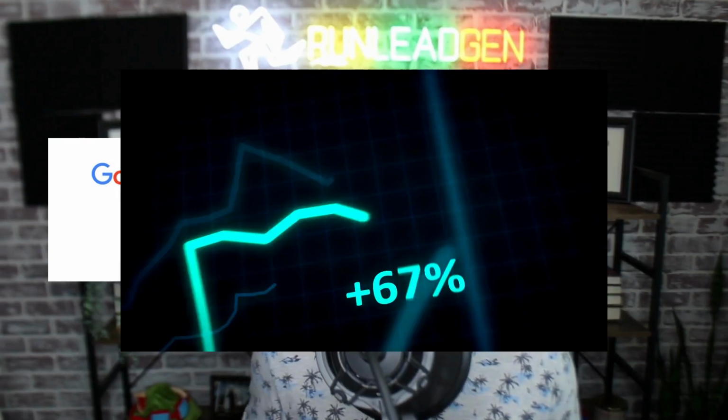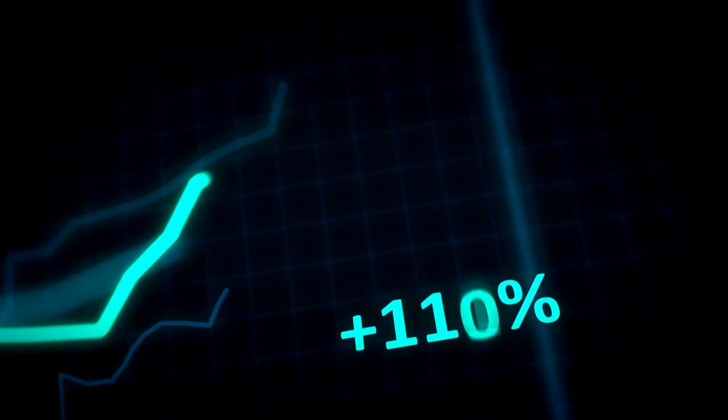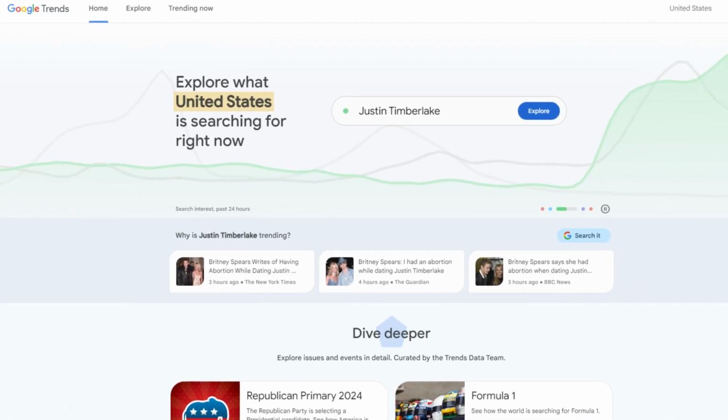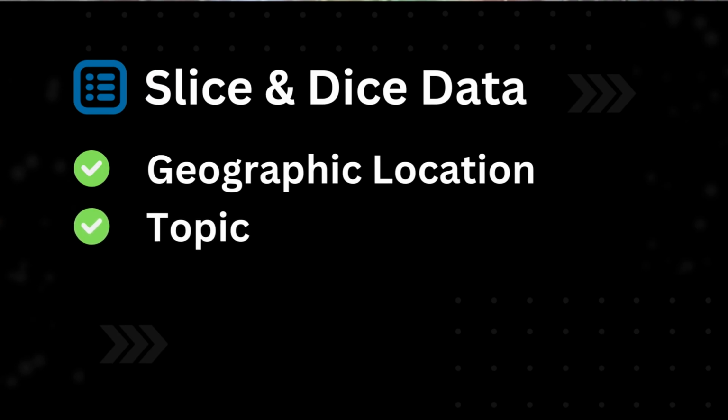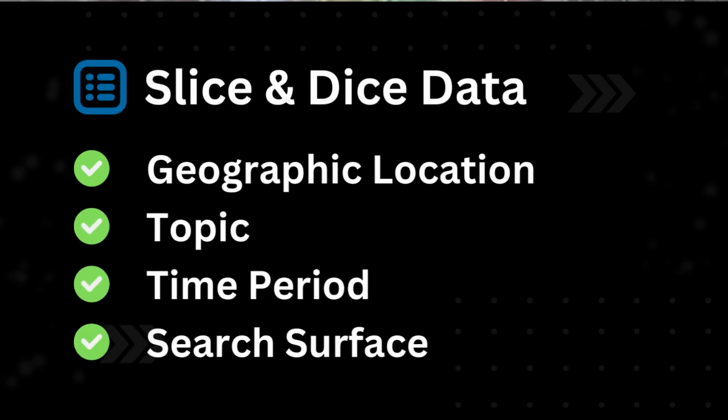So let's go ahead and dive in. What exactly is Google Trends? Google Trends is an analysis tool that shows volume or interest of certain search queries over time, and yes, it's completely free. You can slice and dice the data found in Google Trends by 4 different components: geographic location, topic, time period, and the search surface.